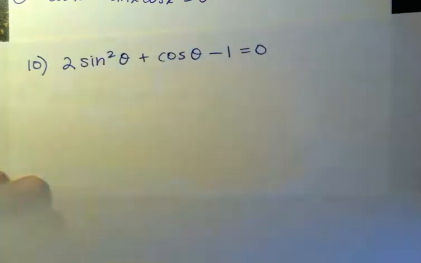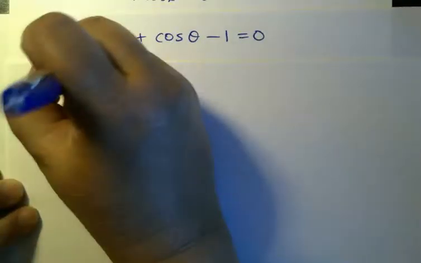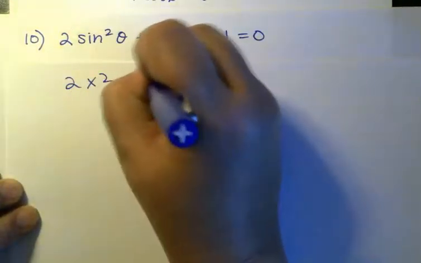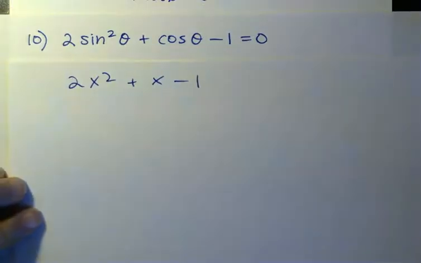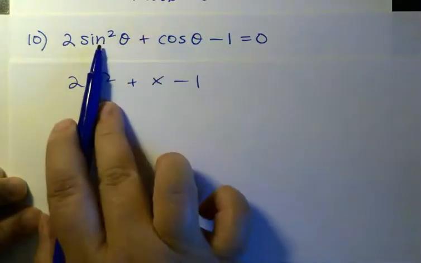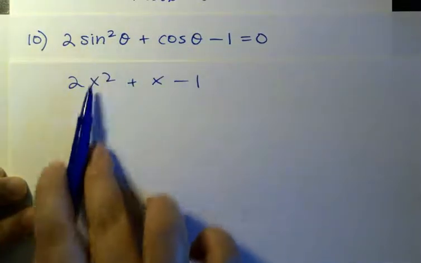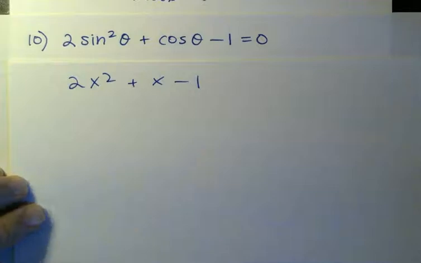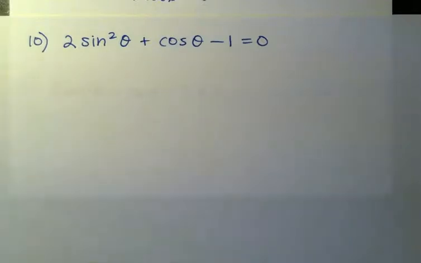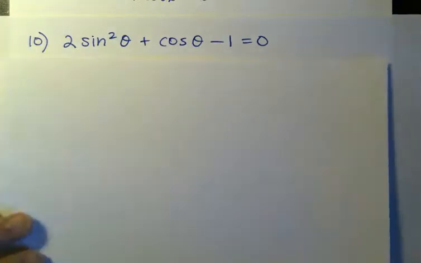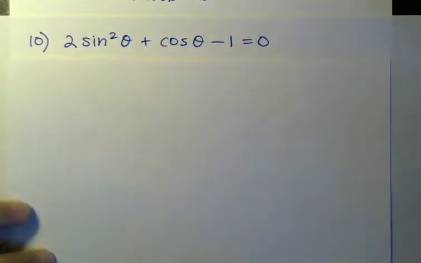I can't look at that and say, oh, that's 2x squared plus x minus 1, because it's not. This is not the same thing that is squared here. They're not the same thing. Okay, so I can't do that. So I'm not going to be able to just factor it. I have to figure out a way to make this all the same trig function. And I'm going to rely on my standard good old Pythagorean identities.